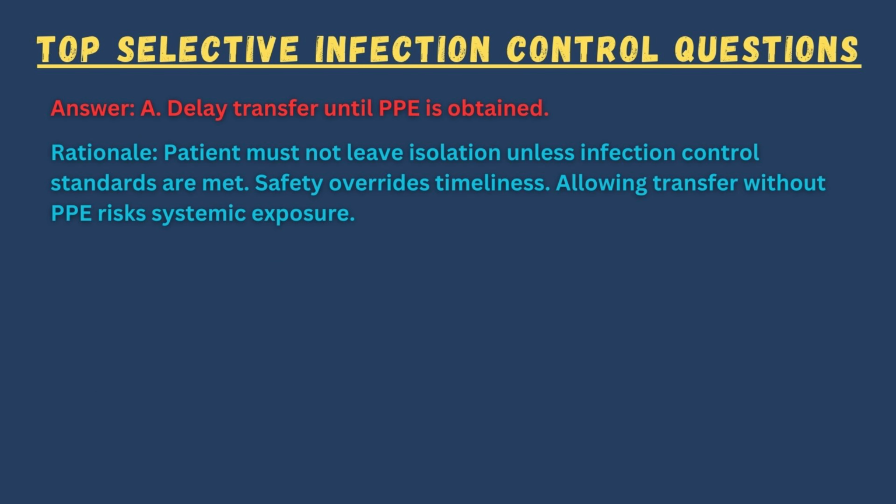Answer. A. Delay transfer until PPE is obtained. Rationale. Patient must not leave isolation unless infection control standards are met. Safety overrides timeliness. Allowing transfer without PPE risks systemic exposure.